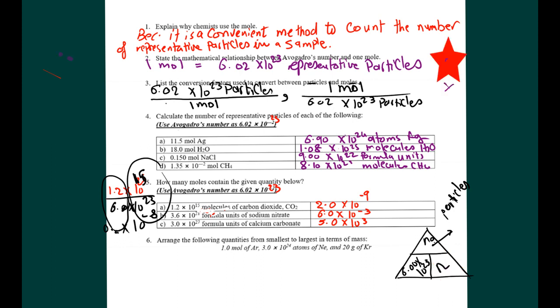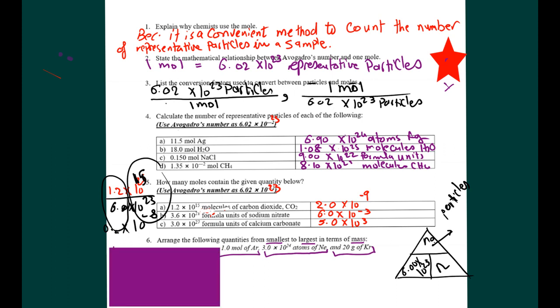Last question in this slide. Arrange the following quantities from smallest to largest in terms of mass. This means that you need to convert all of those quantities into mass, and then you can compare them and arrange them from the smallest to the largest. So first, you have 1 mole argon. To change it into mass, just multiply it by the molar mass. The molar mass of argon is 39 point something, so it's about 40. So 1 mole argon equals 40 grams.